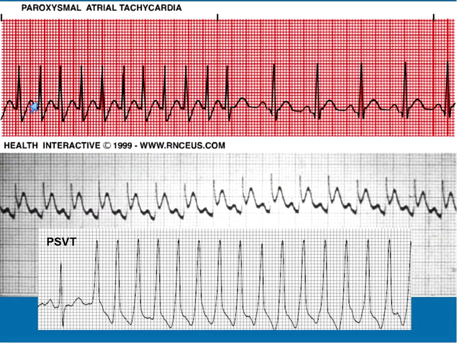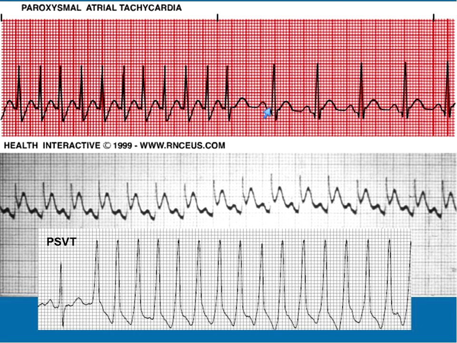Here you can see the SVT. See how fast that is? And when I look at it, I don't see P waves. All I see is QRS, T, QRS, T. Now they're calling this a paroxysmal atrial tachycardia. To me, I would not be able to call that an atrial tachycardia. I would just have to call it SVT, because I really can't tell that it's coming from the atria.